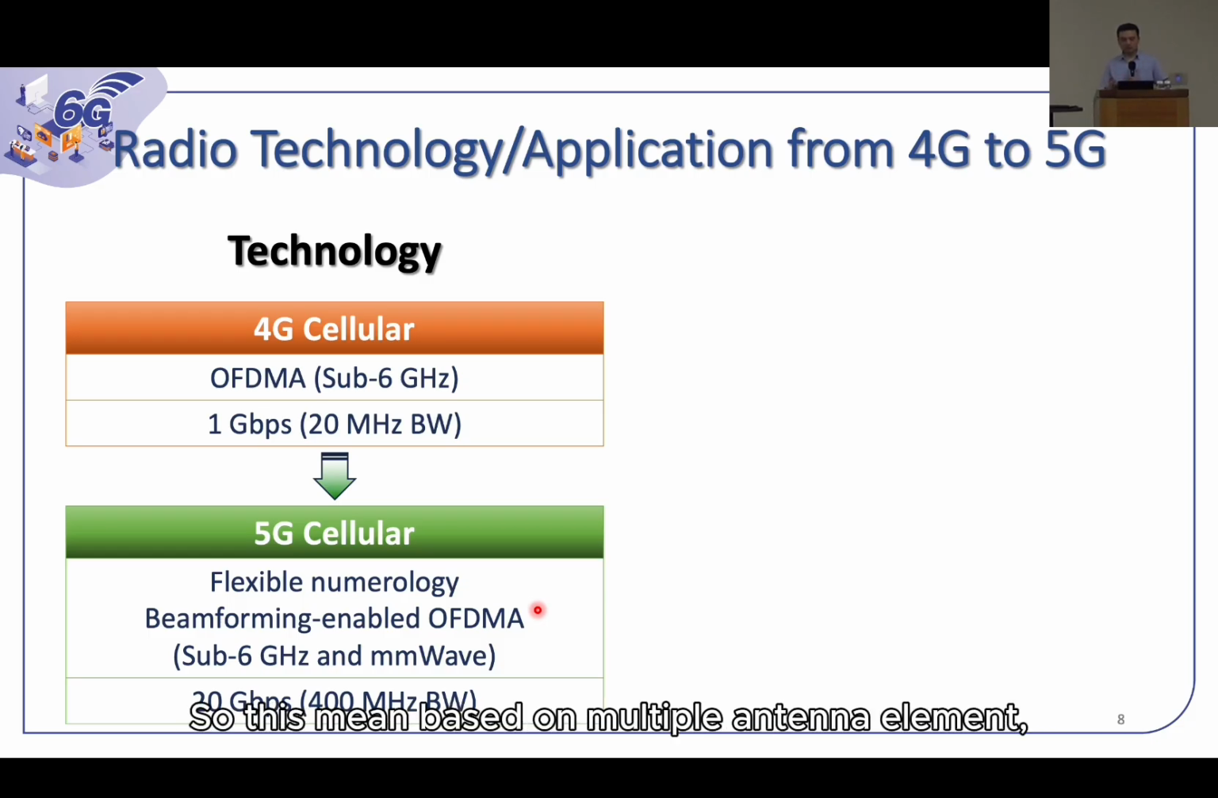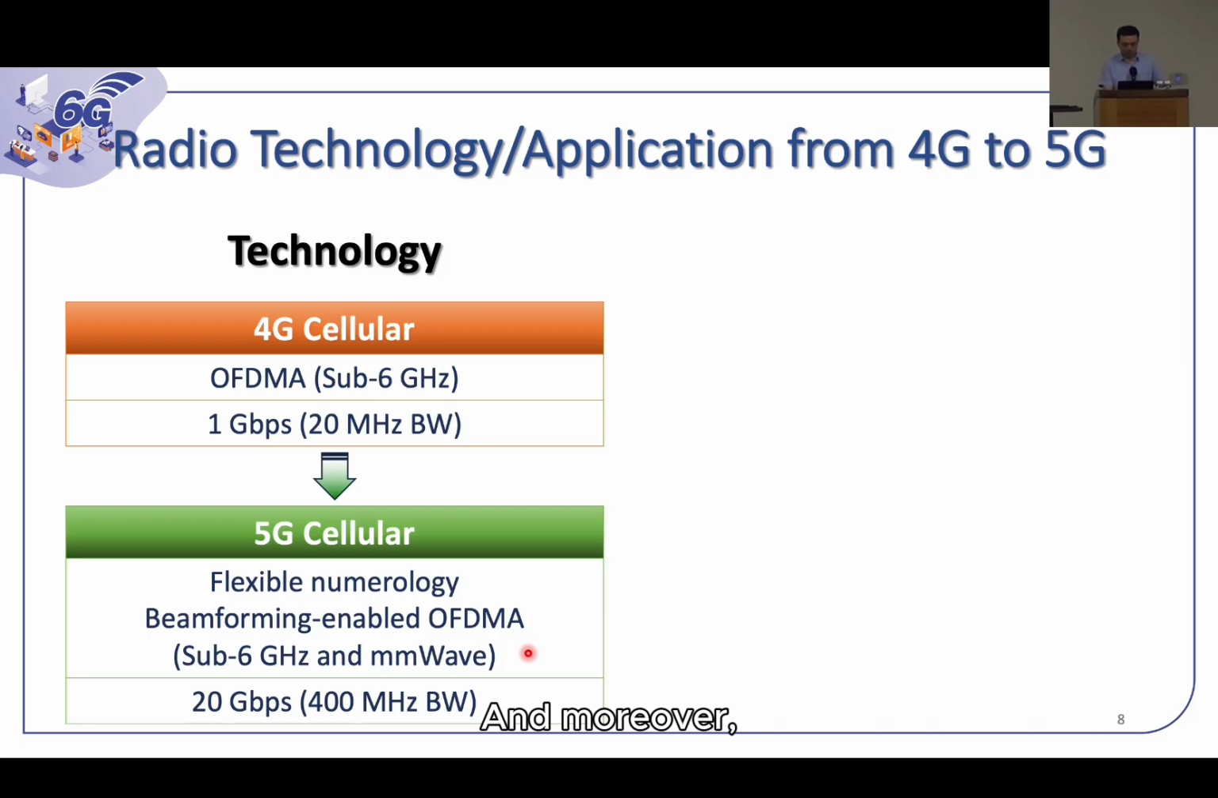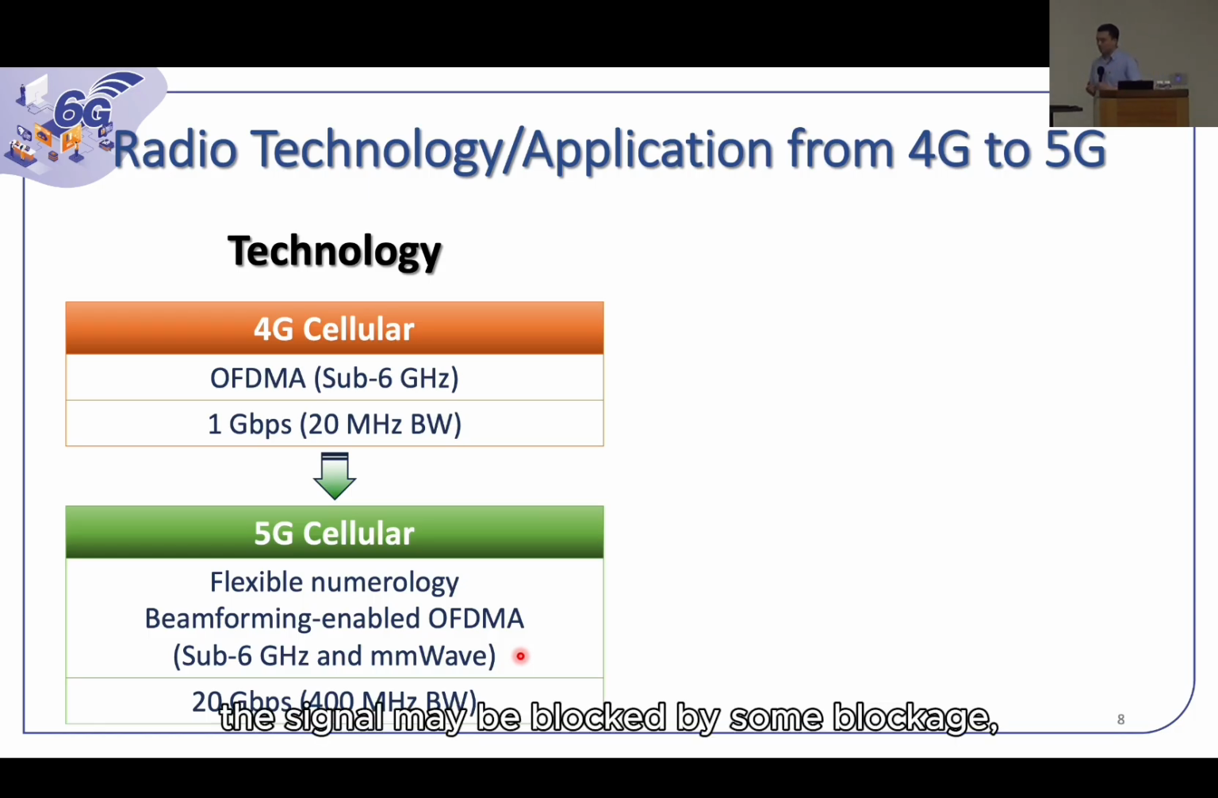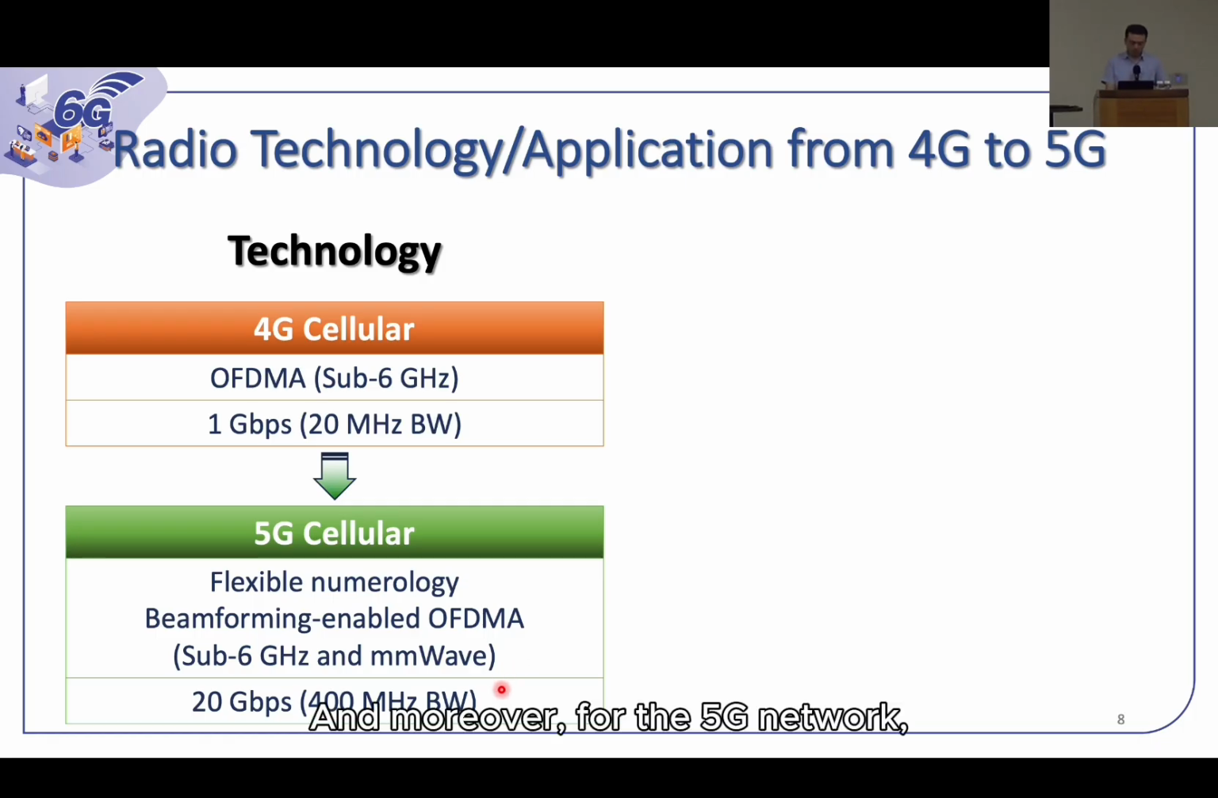And the next is the beamforming enabled by MIMO. This means based on multiple antenna elements, we are able to form multiple beams to transmit data to multiple clients simultaneously, so it can be more efficient and low latency. And moreover, it has sub-6 gigahertz and millimeter wave. Although with millimeter wave the signal may be blocked by some obstacles, it can achieve very high throughput, very high data rate. And moreover, for the 5G network, we have larger bandwidth with 400 megahertz, so it can achieve up to 20 gigabit per second.